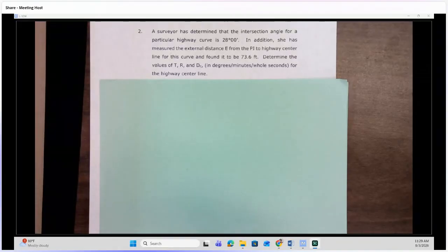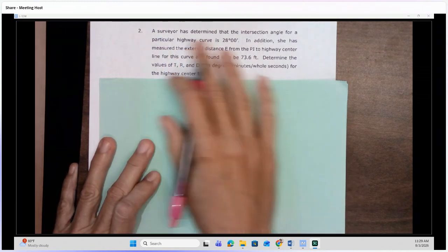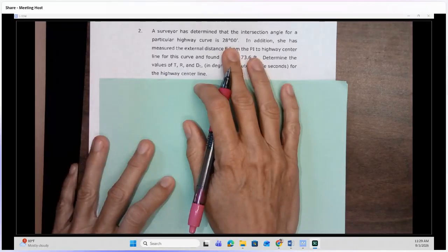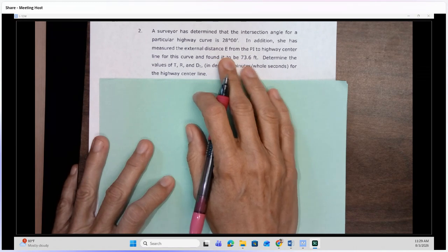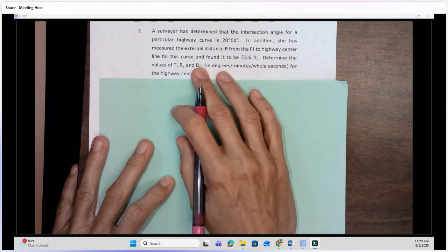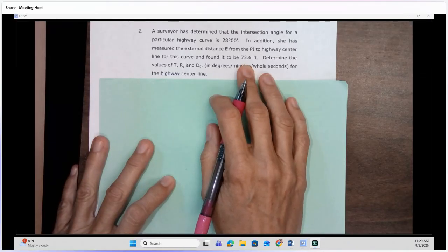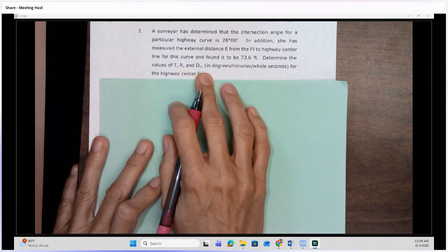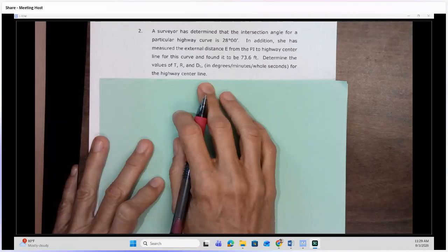All right, in this problem, we're given some information here that the surveyor has determined the intersection angle is 28 degrees, and she's measured the external distance E from the PI to the highway center line for the curve and found that to be 73.6 feet. So, from that information, we're going to find the tangent, radius, and the degree of curve in degrees, minutes, seconds for the highway center line.